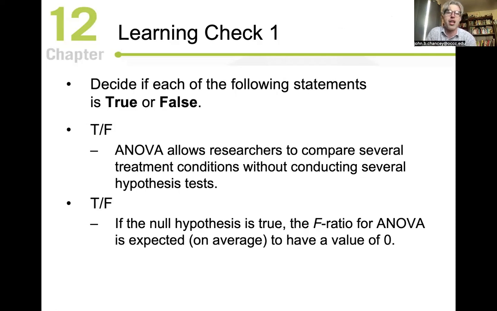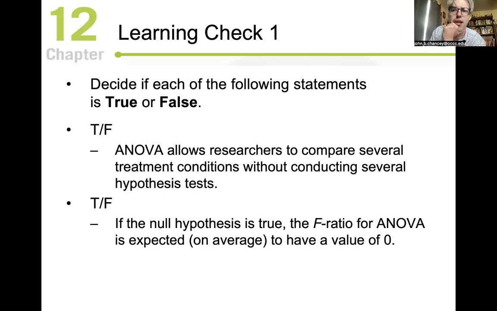Okay, so I just threw a lot at you. Let's go ahead and review. Decide if each of the following are true or false. First one, ANOVA allows researchers to compare several treatment conditions without conducting several hypothesis tests. And second one, true or false, if the null hypothesis is true, the F ratio for ANOVA is expected on average to be a value of zero. Think about both of these and write your answers down or keep them in your head. Pause the video and come back.